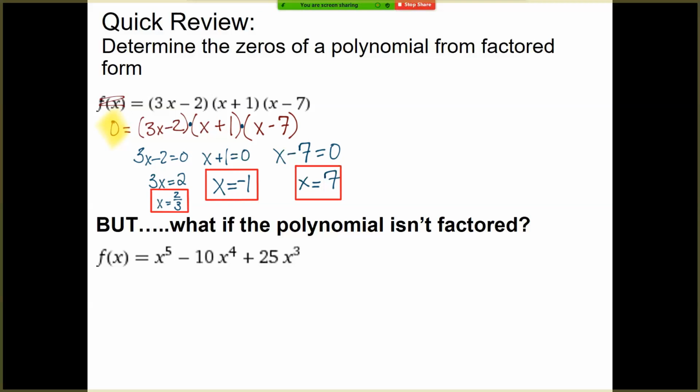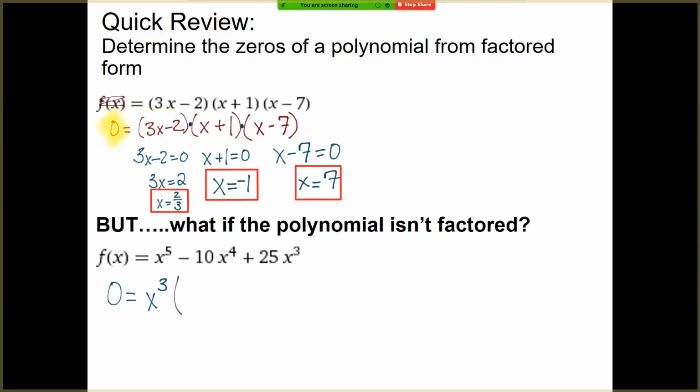But what happens if I give you a polynomial that's not factored? So down at the bottom, we have f of x equals x to the 5th minus 10x to the 4th plus 25x to the 3rd. That has not been factored, but we know how to factor it. Looking at those, they all have x's in them. So we're going to take out the greatest number of x's that they all have in common. So 4, 3, and 5. I can take 3 x's out of each of them. So the greatest common factor in this case is going to be x to the 3rd.